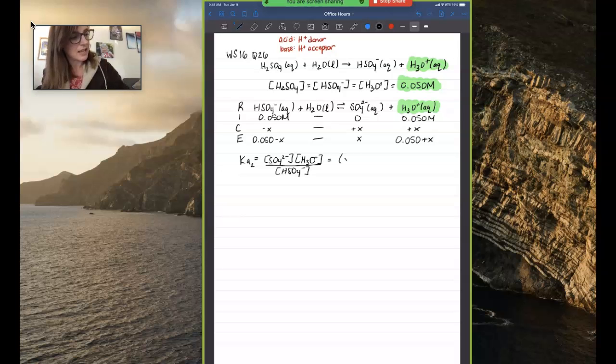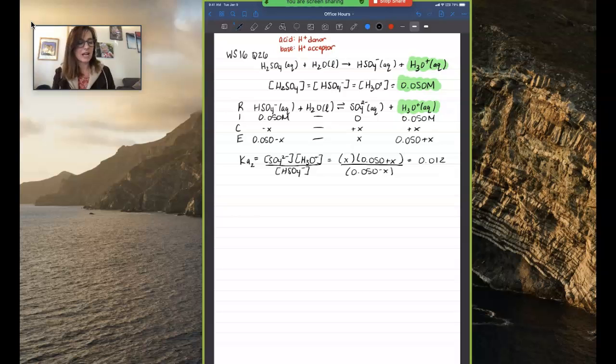And so you plug in everything at equilibrium. We're talking about the equilibrium constant, so you plug in everything at equilibrium. And you set that equal to 0.012, which is the Ka2 value. All right, so in this case here, X is not going to be small enough to ignore. So we will have to do the quadratic formula eventually.